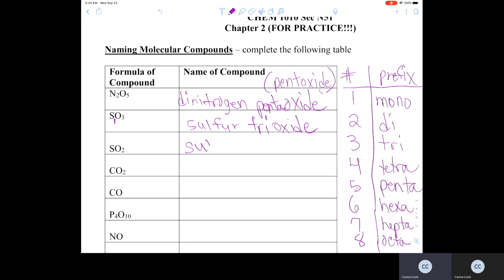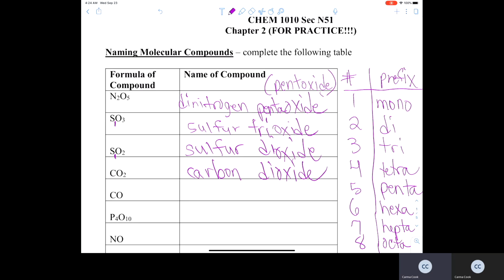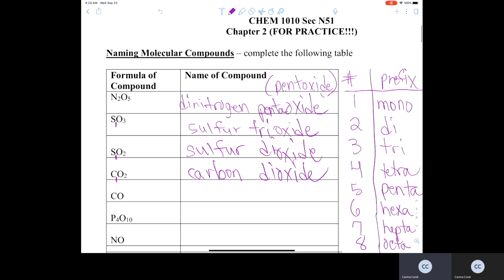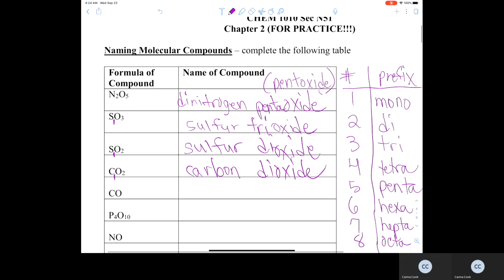SO2 then would be sulfur dioxide. CO2 would be carbon dioxide. Again, there's only one sulfur in SO2, only one carbon in CO2, and so therefore, we don't use a Greek prefix for the first element when there's only one of the first element in the formula of the compound.